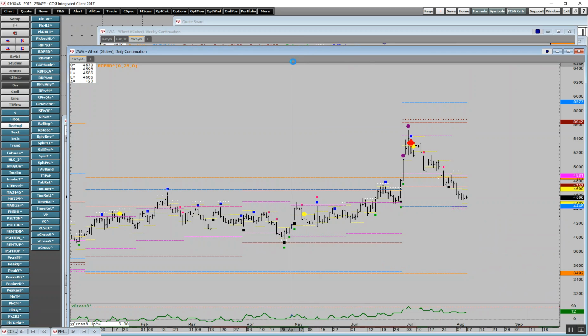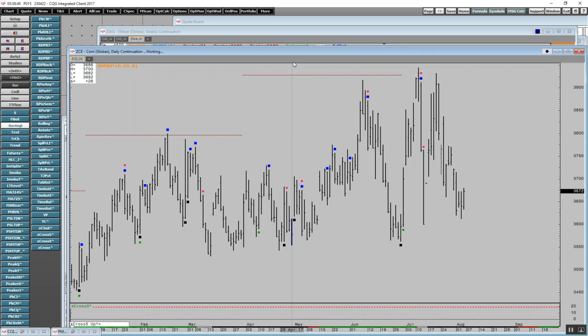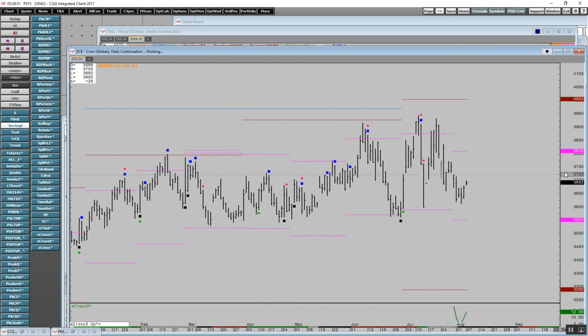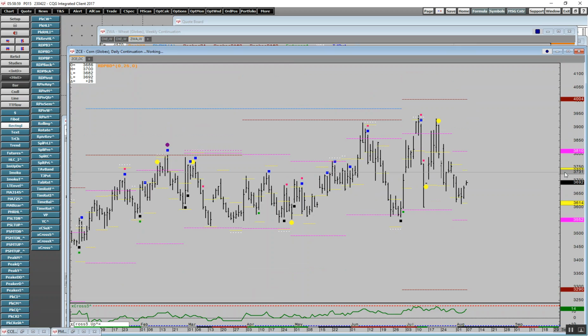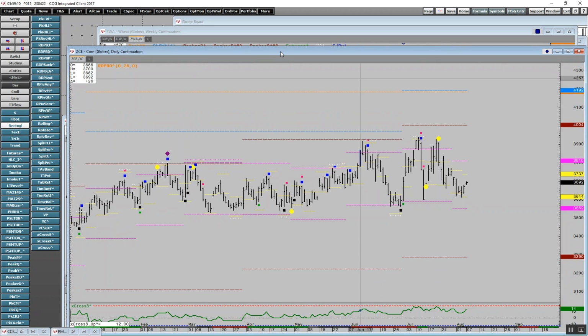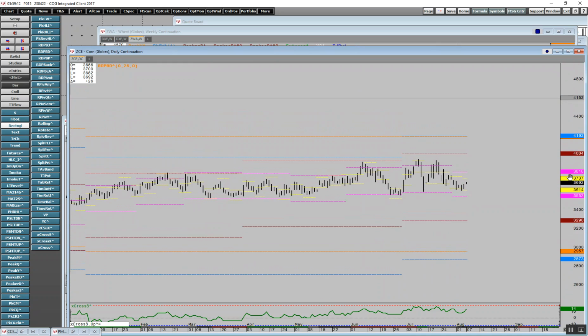Corn's slightly different to wheat. It's also been trapped in the recent range, tried to break out with some weather, and is now consolidating, but still very much in deep support. But I think the structure of corn is slightly different to that of wheat. Just bear with me while that program calculates.